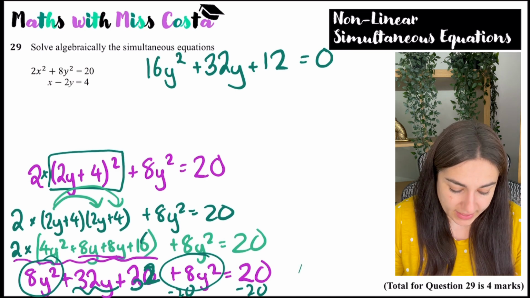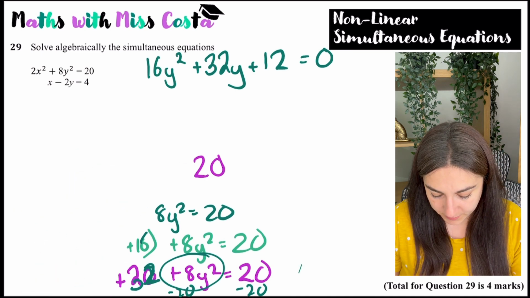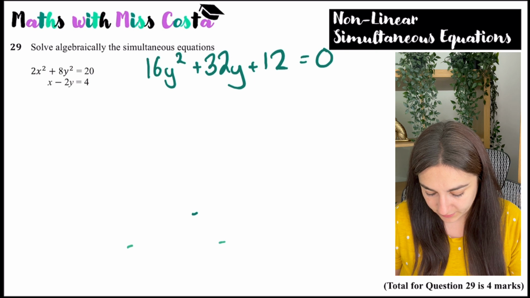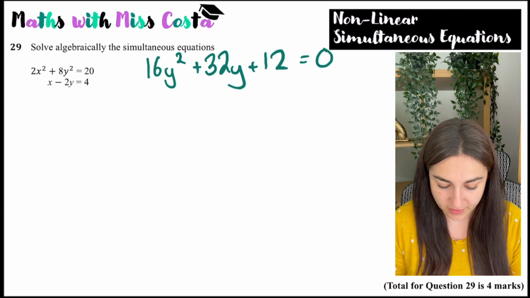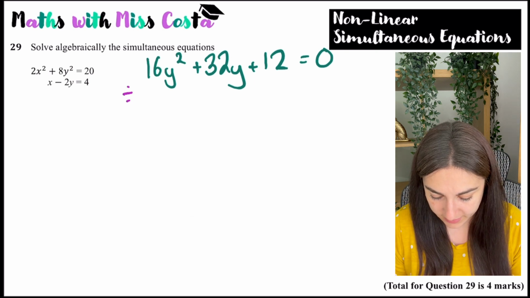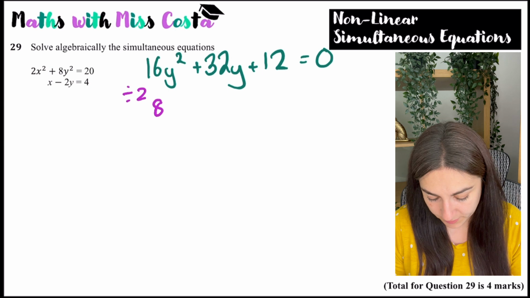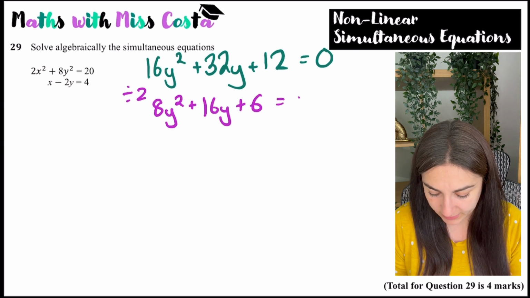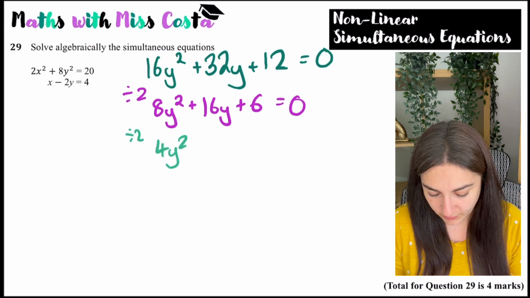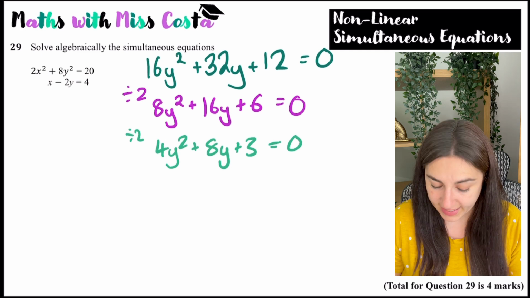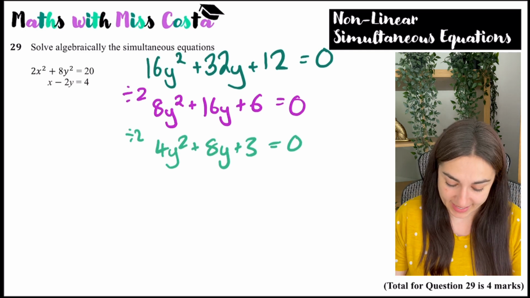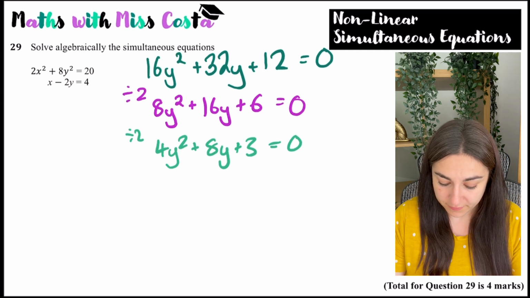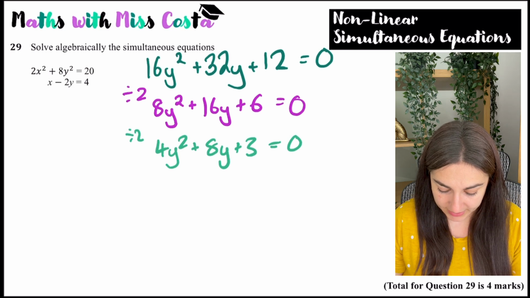So now I've got this, and because it's equal to 0, I can manipulate it a bit. I can divide everything by 2. That would be 8y squared plus 16y plus 6 equals 0. And I could divide it by 2 again: 4y squared plus 8y plus 3 equals 0. And then I have a quadratic, which I can factorize.